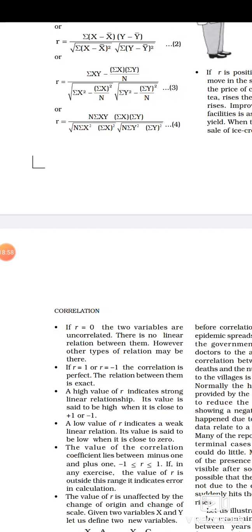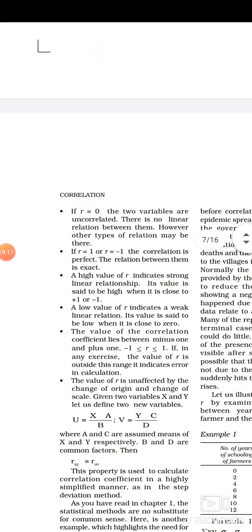The value of correlation coefficient lies between -1 and +1. If in any exercise the value of r is outside this range, it indicates an error in correlation. It is important: the value of r is unaffected by the change of origin and change of scale.